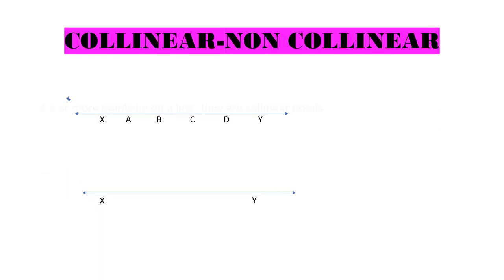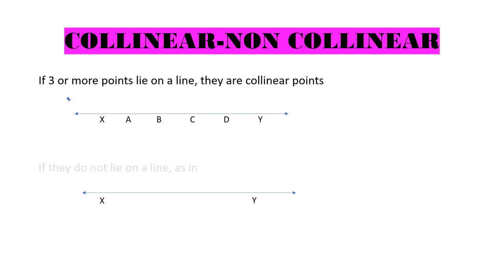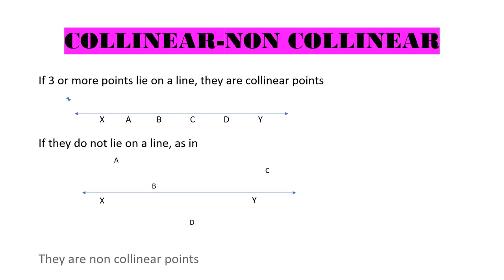Points on a line are of two types, collinear and non-collinear. If three or more points lie on a line, they are collinear points. If they do not lie on a line, as in the figure shown, they are non-collinear points.